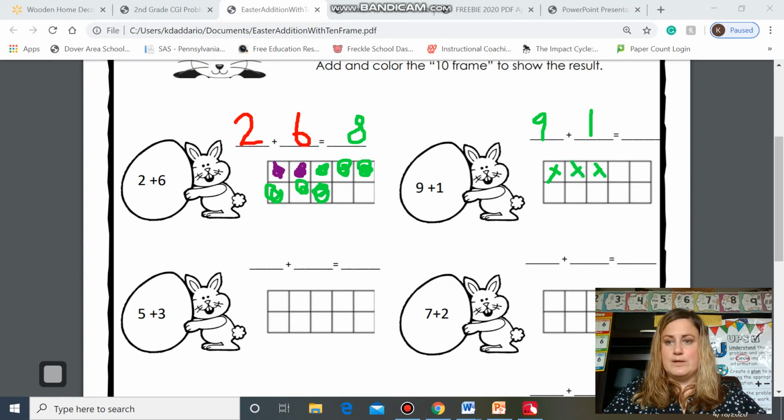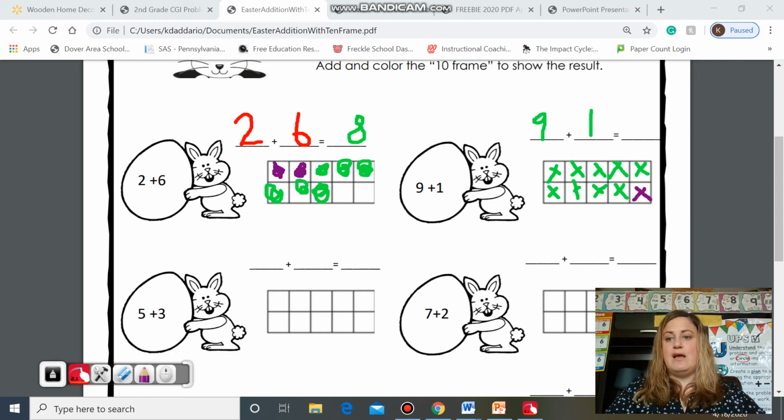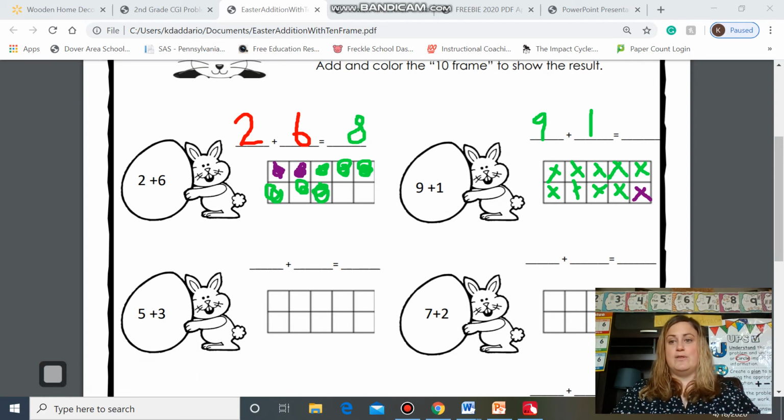So I know one complete row is 5. Then I'm going to keep going to the bottom. I'm going back to the left side, 6, 7, 8, 9. And then I have one more, so I'm going to switch my color to show the second add-in. One more, and my sum, and I look at that, my 10 frame, and I say, wow, all my spots are filled, so I know that my sum must be 10.